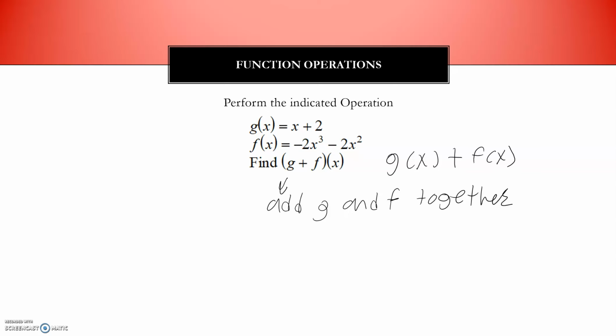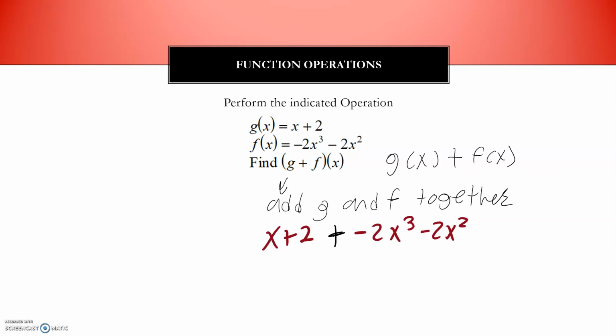So you have g of x is x plus 2. F of x is negative 2x to the third minus 2x squared. And we are being asked to add them. Well, this one is actually pretty easy because that's your answer. Notice that there's no like terms here.